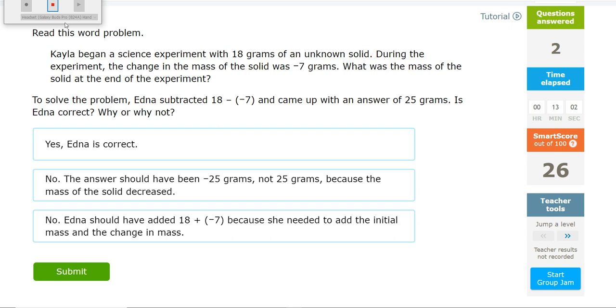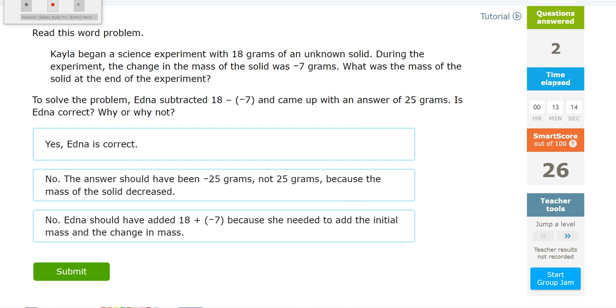Is Edna correct? Well, to figure that out, we have to write it out for ourselves again. So if I was to draw it out, 18 minus negative, well, I got 18 grams. That means I start at 0. The first thing I do if it's 18 grams, that means I immediately start with plus 18. And then the change was minus 7 grams. That means negative 7. So now all I would be doing is starting at 0, initially go up to 18.